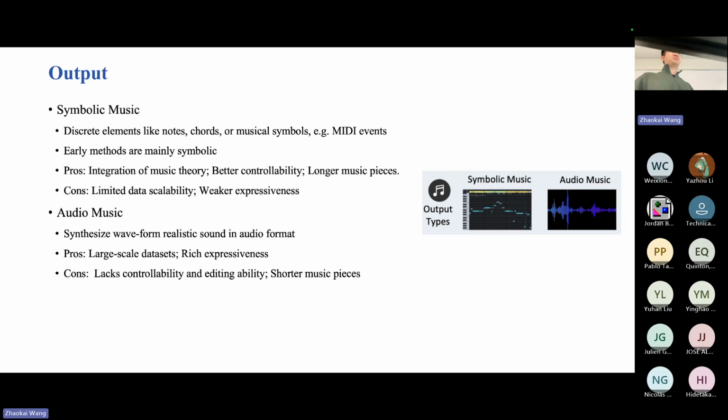Also, compared with symbolic music, for audio music the computational cost is very large because of the high sampling rate. But for symbolic music, since the computational cost is relatively lower, the music pieces can be longer. It can be 3 to 5 minutes, but for audio music, it's basically only 10 seconds.